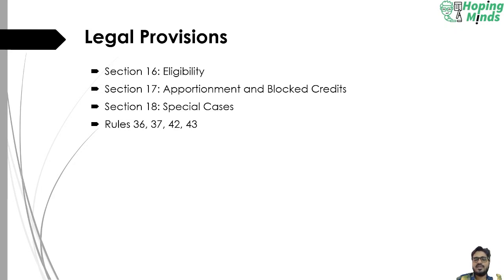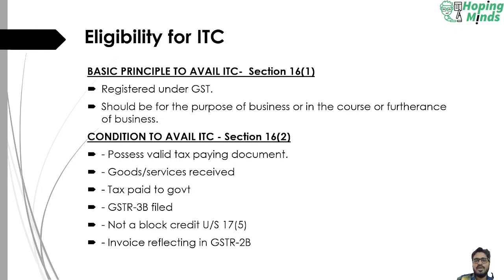Rule 36 states the documentary evidences for input tax credit claims. Then Rule 42 and 43 specify the apportionment of input tax credit against the exempt supplies. And Rule 37 states the reversal rules regarding input tax credit if the payment has not been done within 180 days.